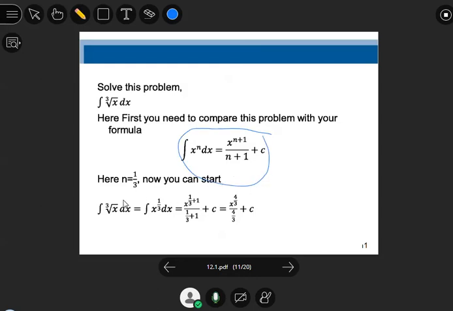If you look at this problem, you can see this cubic root. We can write this as x to the power 1 over 3, so your n is equal to 1 over 3. Now you can use this formula. You need to substitute 1 over 3 for n. So it becomes x to the power 1 over 3 plus 1, divided by 1 over 3 plus 1. So it is x to the power 4 over 3, divided by 4 over 3, plus c.